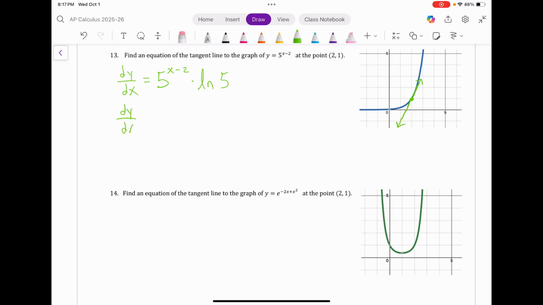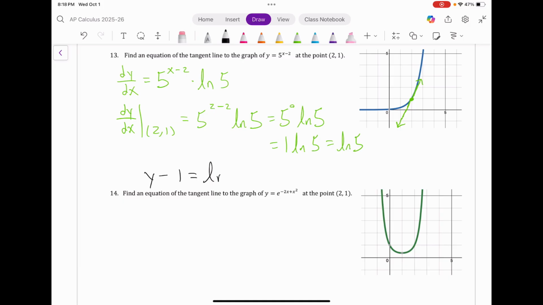So we want to evaluate the derivative at 2, 1, right? So we'll just plug in 2 wherever there's an x. Okay, so 5 to the 2 minus 2, that's 5 to the 0, right? Times natural log of 5, which is just 1 times natural log of 5. Okay, so the slope of that line is just natural log of 5. Okay, so what's the equation? So the equation is y minus 1 equals the slope, natural log of 5, times x minus 2.